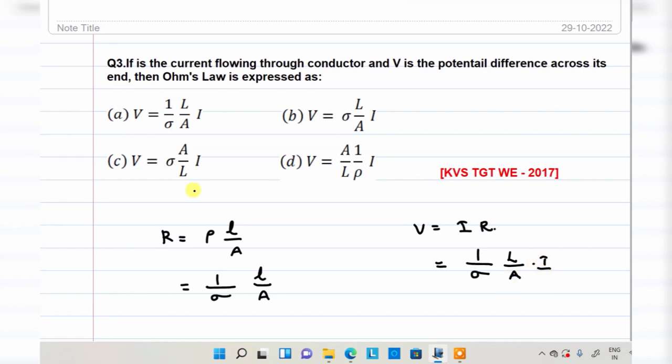We can see which one is correct here. V is equal to 1 by sigma, L by A, into I. This is option A, the correct option. All of you clear? So this is a question from the 2017 question paper.